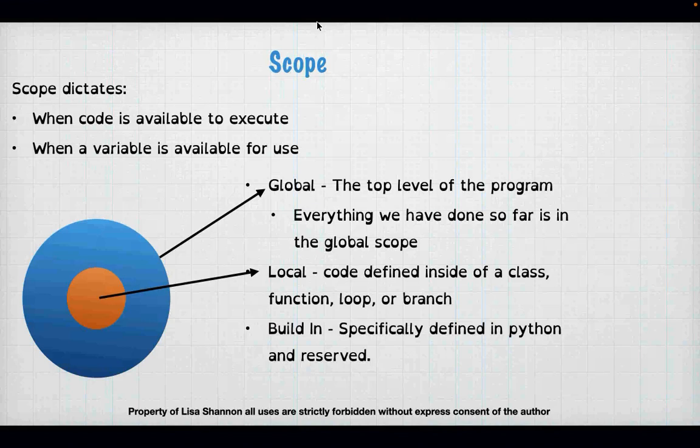Starting this week, we are going to have something called the global scope. By the way, everything we've done up till now has been in the global scope. And then we have a local scope. Those lines of code are only going to be executed when our decision evaluates to true. It's a little easier to see and understand in the debugger because you'll see Python skip whole sections of code. And then we have the built-in, which is just specifically defined in Python and reserved. So we don't have to worry about that. But what we do need to really think about is global and local scope.